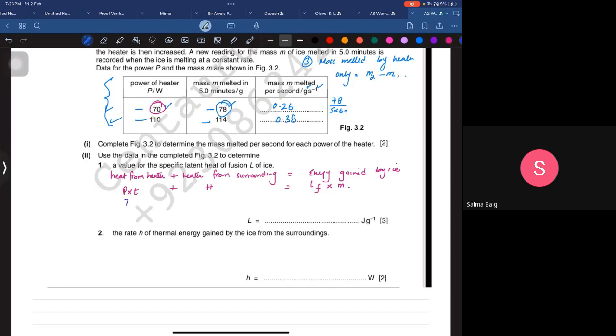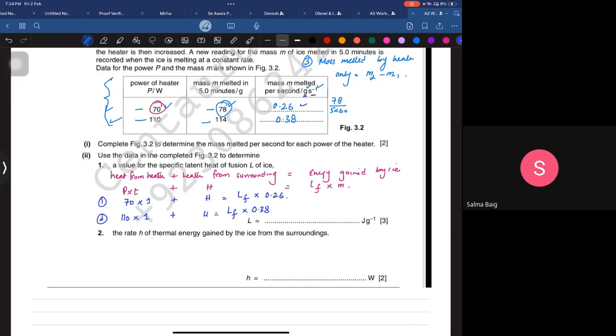What is the initial power? 70. Get it, kids? 70 is the power. Time is 1 second. Why 1 second? Because you have grams per second, plus H equals the latent heat of fusion times 0.26, because that is the mass melted per second. Now you have to make the second equation: 110 times 1, because time is 1 second, plus H equals the latent heat of fusion times 0.38. Why 0.38? Because it's grams per second.